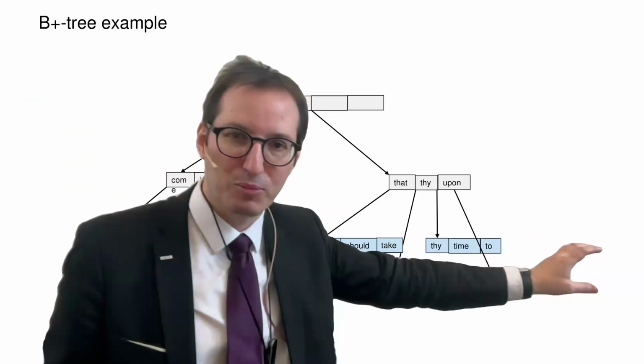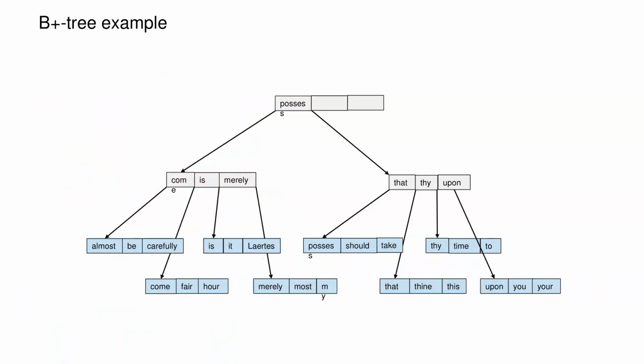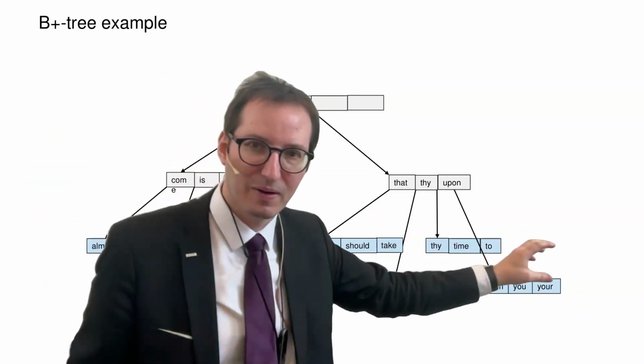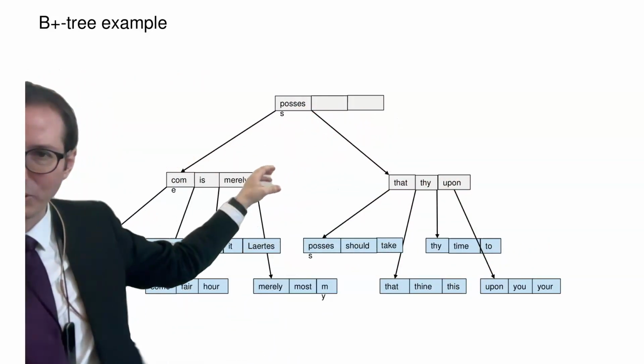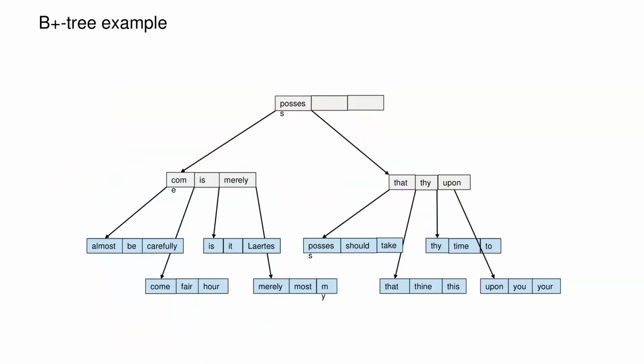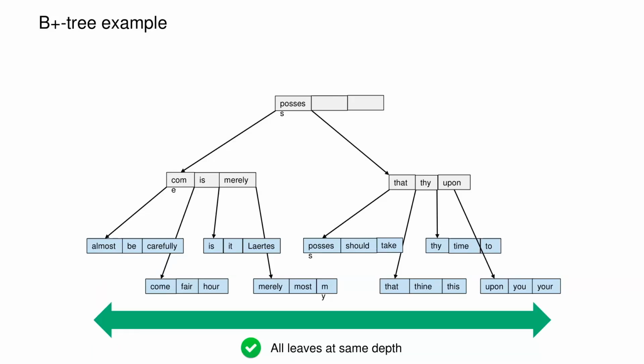So you recognize the B plus tree because you have the terms that are right here, and the terms that you have here are only for looking them up, right? But they are not linked to any postings list. This is called the B plus tree. Now, B plus trees are not just about allowing more children. There's a bit more than that.